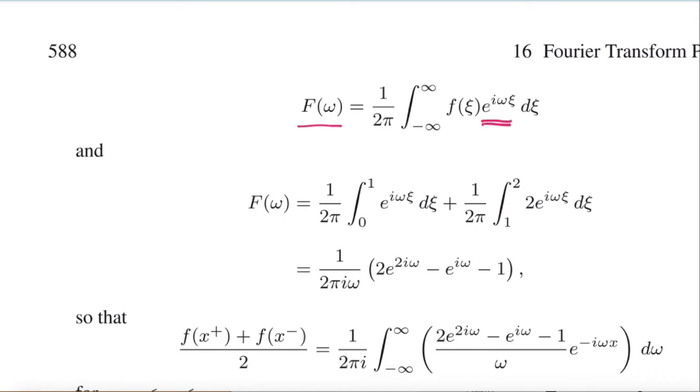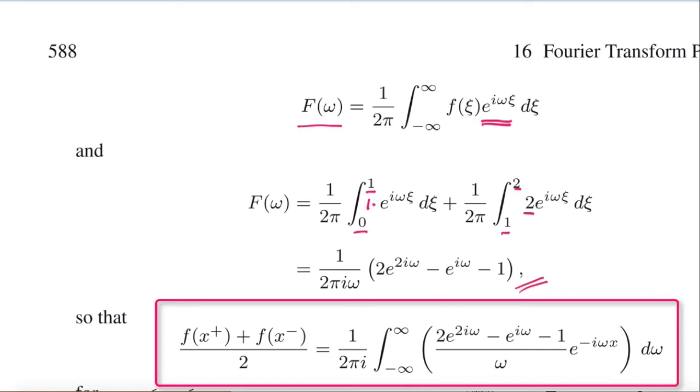We can integrate this the same way as before, so the integral boundaries change from 0 to 1 and from 1 to 2. In the first interval the function is 1, in the second interval the function is 2. And so here we only have to integrate exponentials. Then if you perform this integration, you get this term here. Now we have only one coefficient, which we sub into the Fourier integral formula in the complex version, and then we get this.